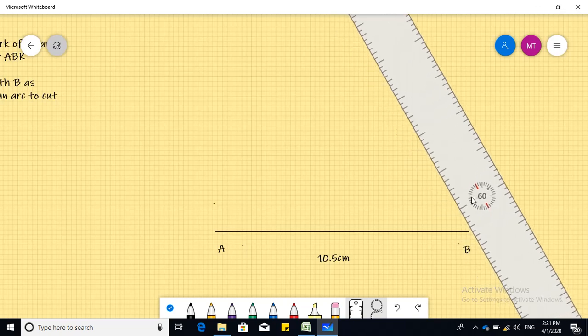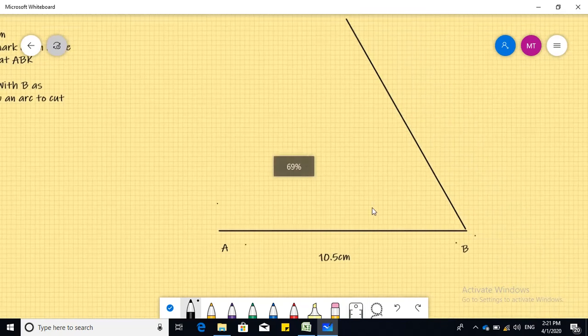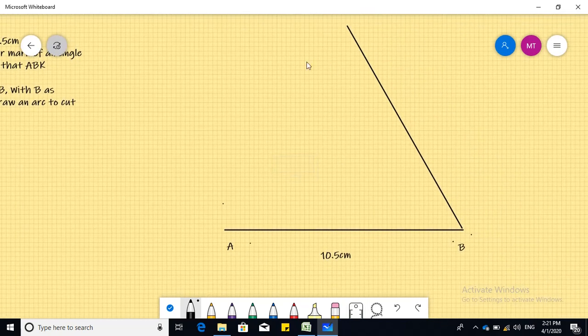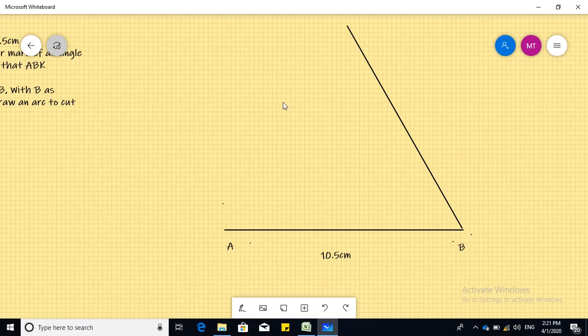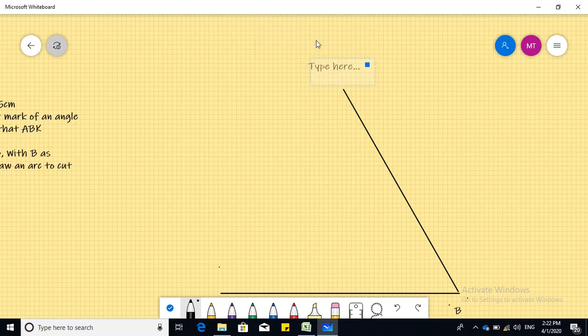I take this ruler and make a line of 60 degrees with no specific length, how many centimeters it should be, just a random line. As it said in the question, you only have to draw a line with the point K. So we will be marking this point as K. There you go.